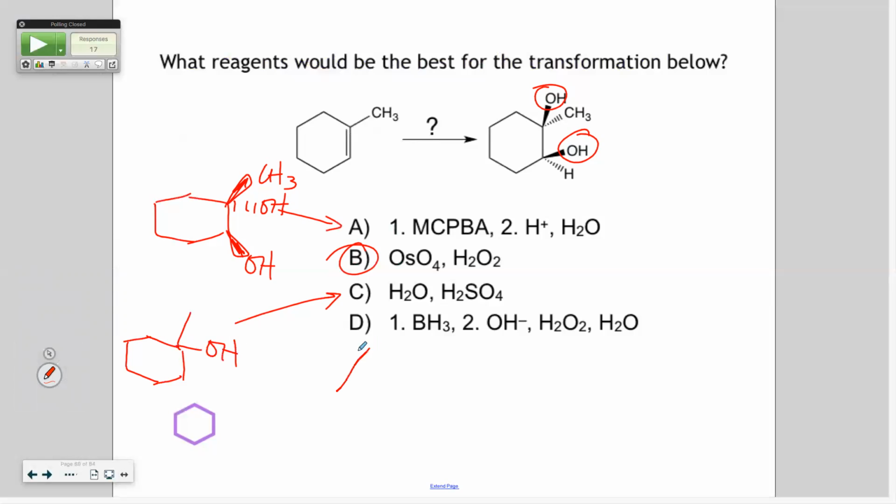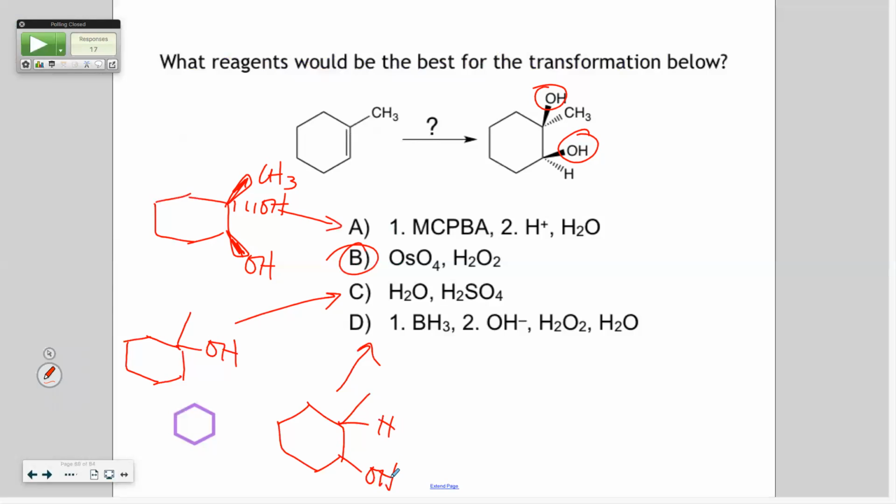Okay, what about D? What do you get from this one? There's your clue. Anti-Markovnikov. So what does that mean? One carbon gets the H and one gets the OH. Which one? This one gets the H, and this one gets the OH.